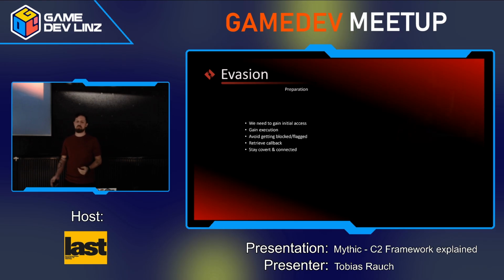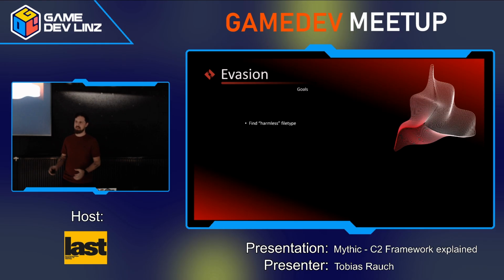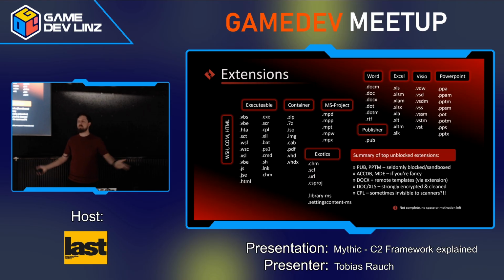But it hopefully helps you understand the next stuff, because we need to define some goals. Our goals: we need to find a harmless file type, or at least one considered harmless. We need to know how to wrap or sign it. We need to decide how to stage that file and what way we use to communicate. Those are a few extensions.